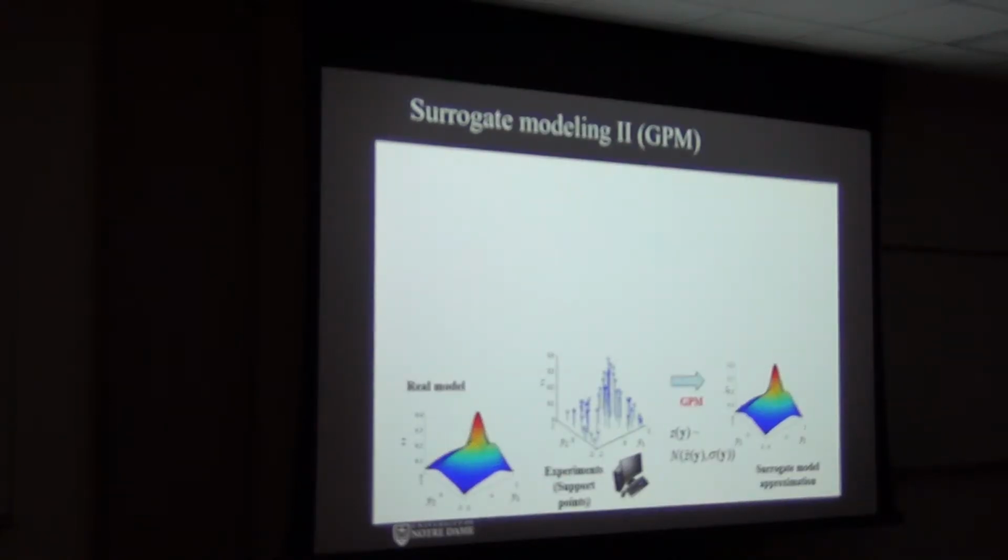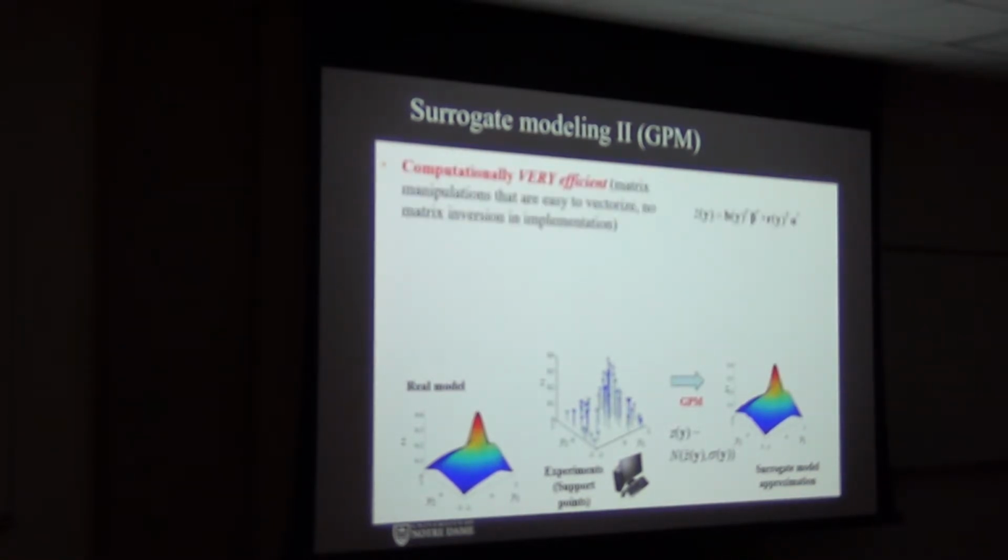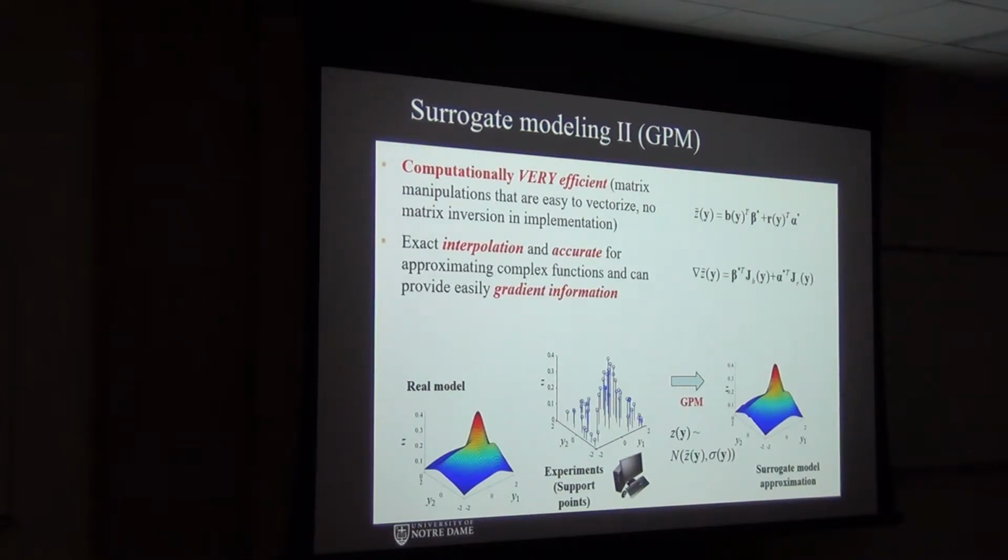So in summary, going back to our surrogate models, we're going to use Gaussian processes, which is exceptionally important, especially in user applications, because they're computationally very efficient. With manipulations that are very easy to vectorize, they're exact interpolators, and they have proven accurate even for complex functions. Also, if you want gradients, especially if you care about design, you can very easily get the gradient. We didn't have gradients before for our black box numerical simulator. As soon as you emulate that with a surrogate model, you can very easily get the gradients of your response.